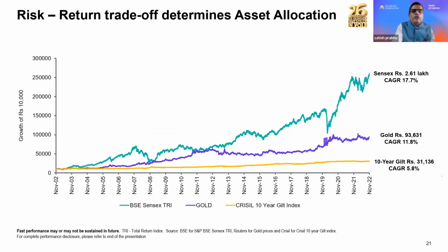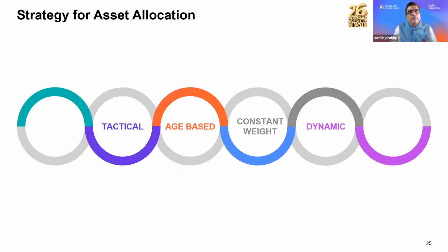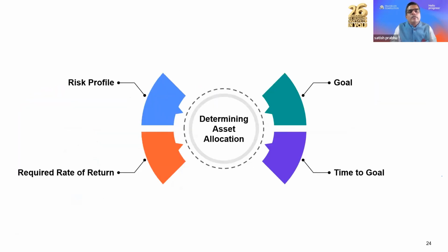That if I draw this line from 2002 to 2022, you will observe that the fluctuations over long periods of time are much lesser than the fluctuations over shorter periods of time. So it's very important that we invest in equities for longer periods and have a lower level of risk.